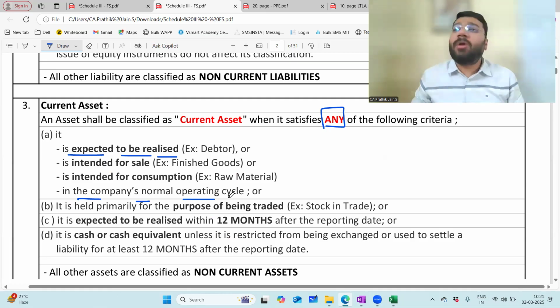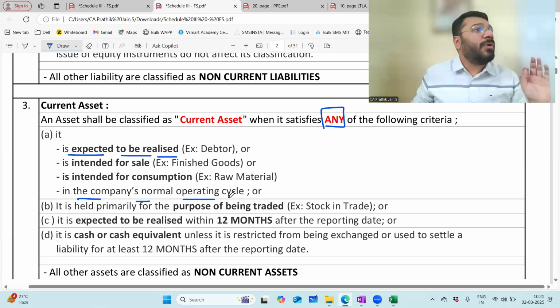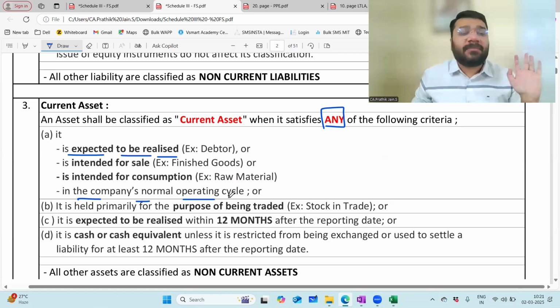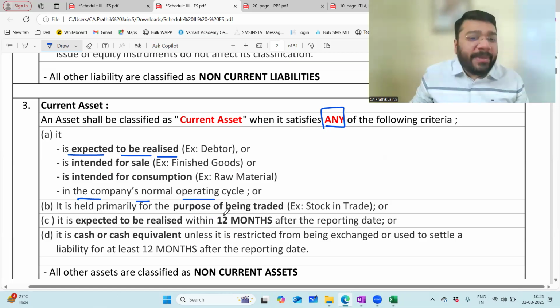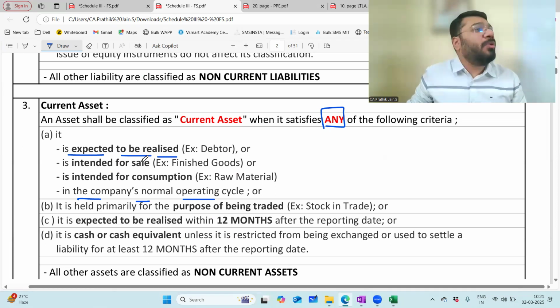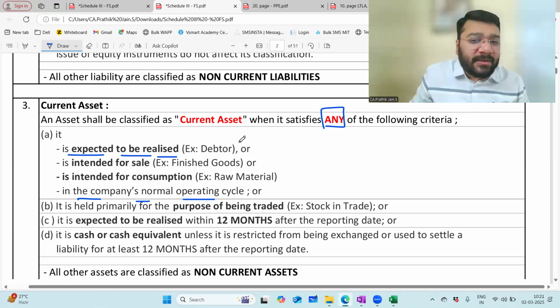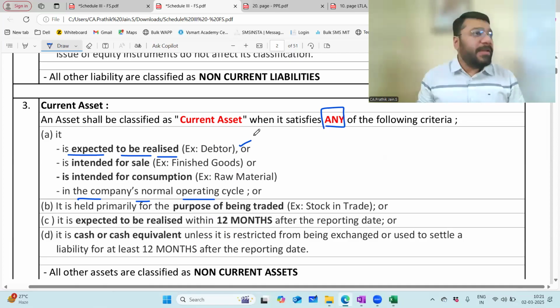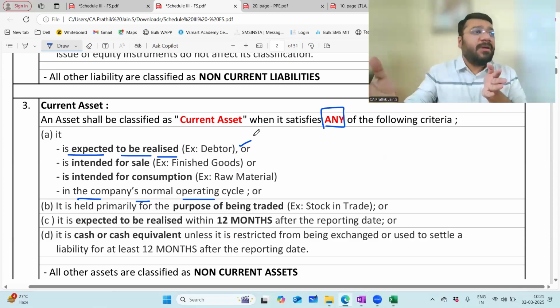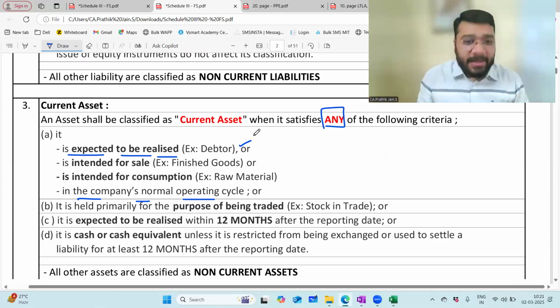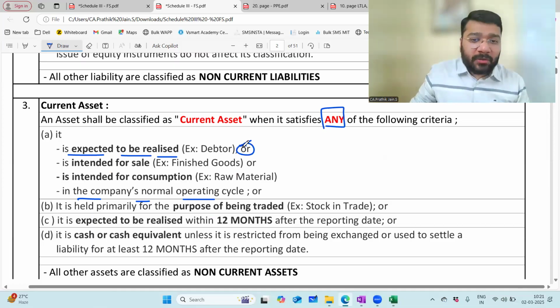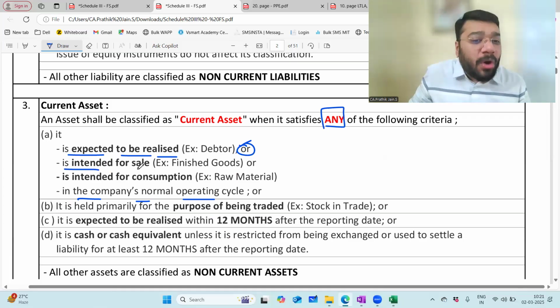All of you understand what is normal operating cycle period? Now, in this operating cycle period, you are expecting the amount to be realized. The example for this is debtor. If any money that you are expecting to realize in the next 12 months or next operating cycle period, whichever is higher.